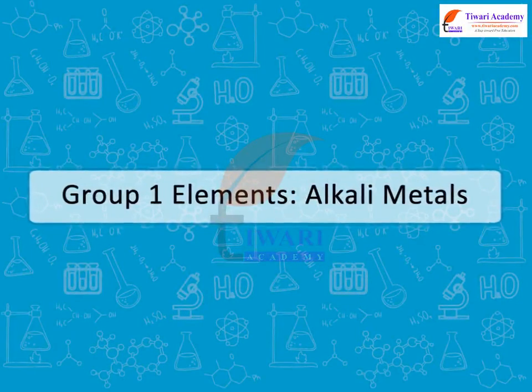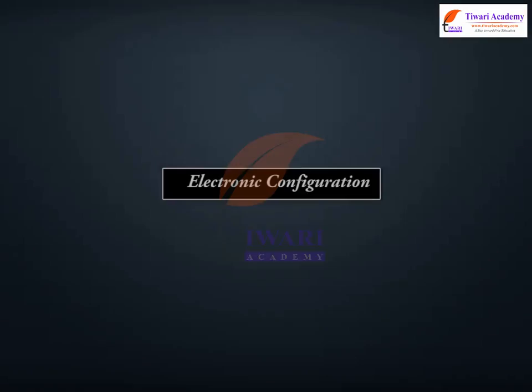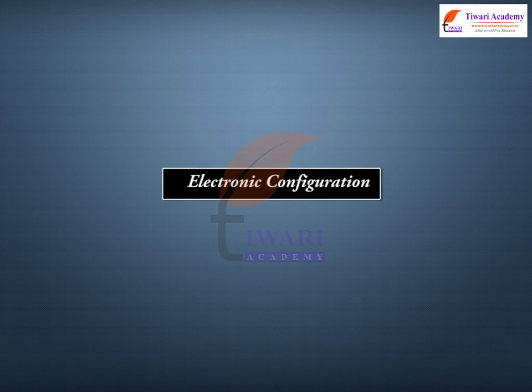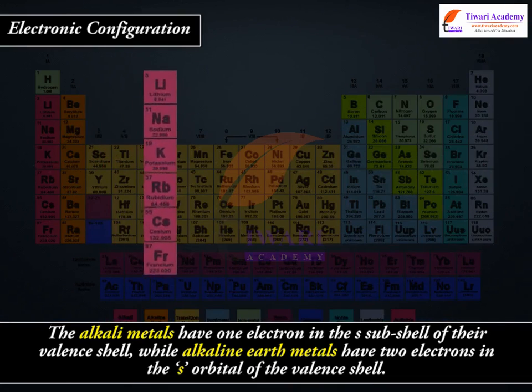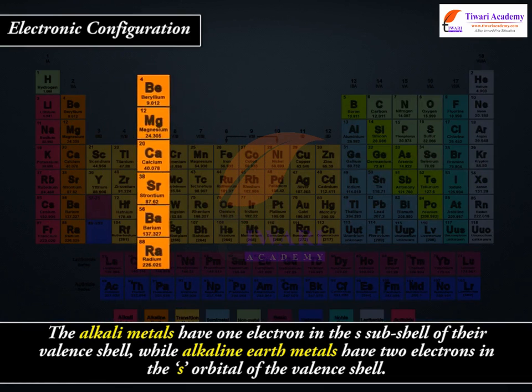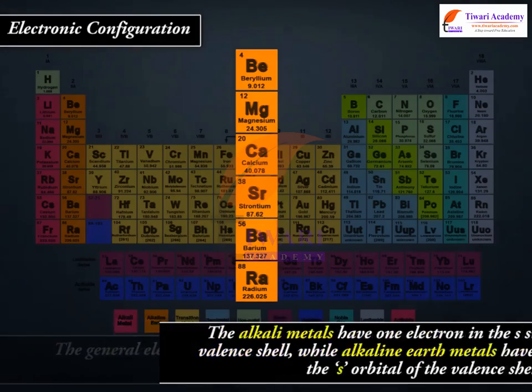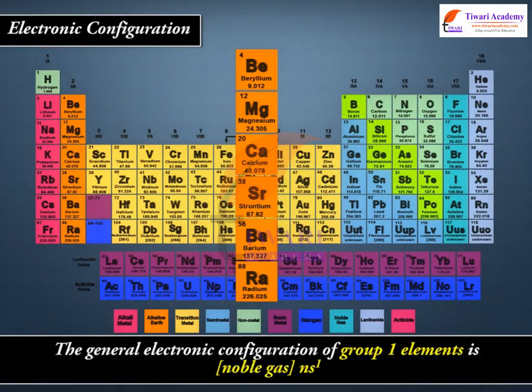Group 1 elements, alkali metals. Electronic configuration. The alkali metals have one electron in the s subshell of their valence shell, while alkaline earth metals have two electrons in the s orbital of the valence shell. The general electronic configuration of group 1 elements is [noble gas] ns1.